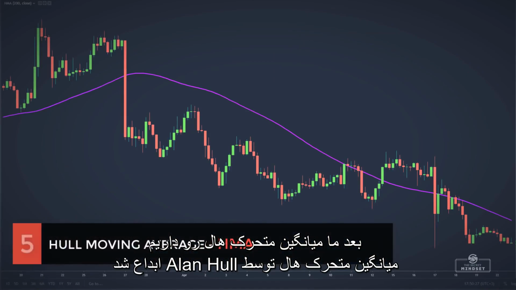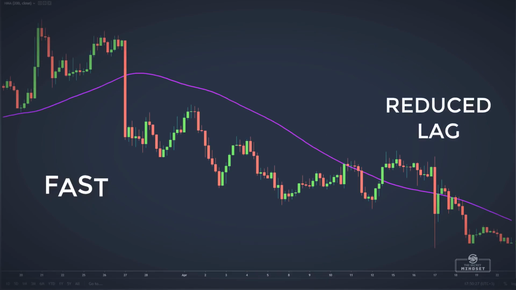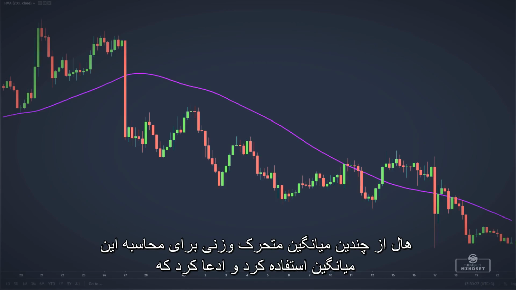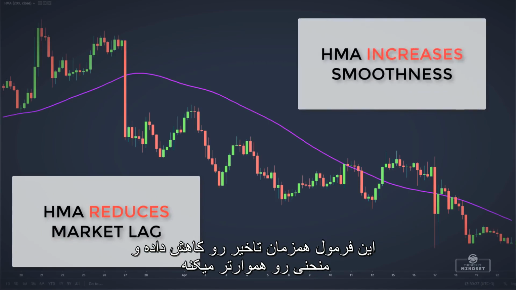Then we have the Hull moving average. The Hull moving average, developed by Alan Hull, is a fast moving average, responsive, and with reduced lag. Hull used several weighted averages in calculating this moving average and claimed that this formula reduces market lag and increases smoothness at the same time.